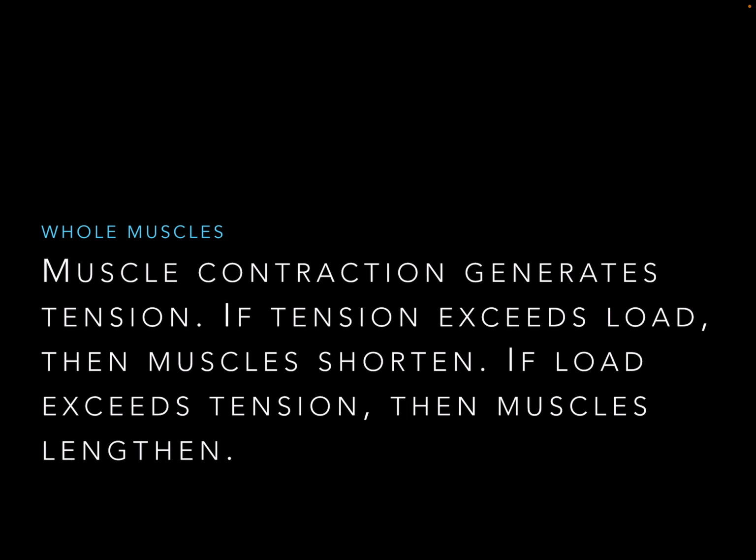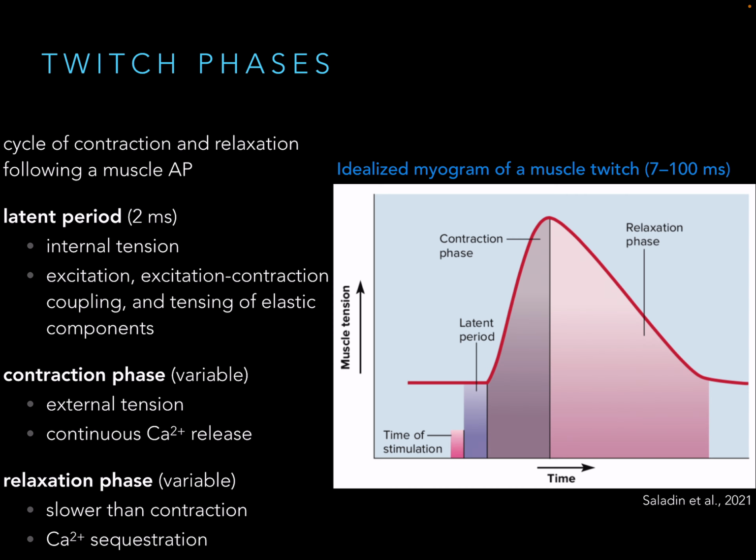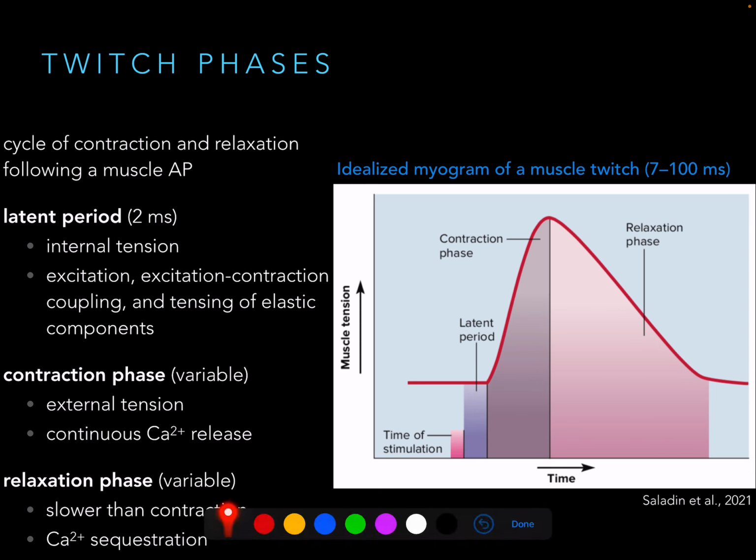Okay, now we'll go into contraction of whole muscles here, and the whole point is to generate some tension. If we generate more tension than there is load on the muscle, it shortens. If we generate less tension than there is load on the muscle, it lengthens. Just that simple. Now, the contraction and relaxation of a muscle is what we call a muscle twitch, and they are variable amounts of time depending on if it's fast twitch, slow twitch. You get the point here. But regardless of the actual numbers, they all follow the same basic format.